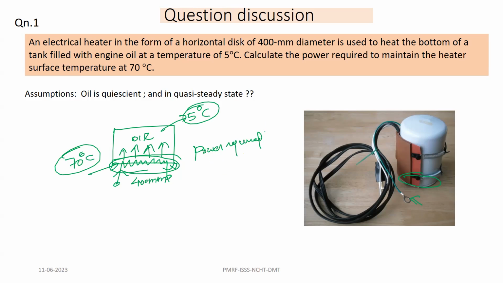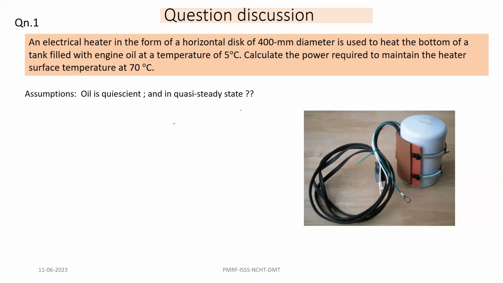So when it is heated, how much power should we supply? The oil is at a temperature of 5 degrees Celsius, and the surface temperature will remain the same at 70 degrees Celsius. So how much power should be supplied? In this problem, we will assume that the oil is quiescent. Quiescent means it is almost stationary and in a quasi-steady state.